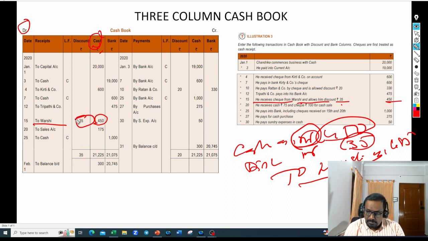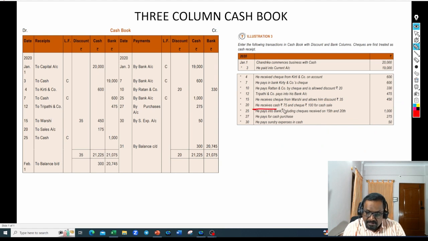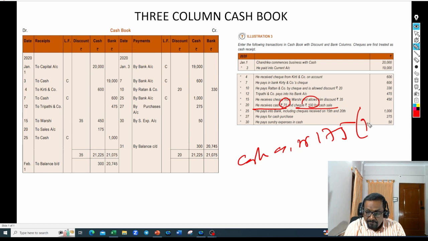Are you clear? Right. Next, he receives cash 75 and check 100 rupees for cash sale. So he made cash sales and received cash 75 and check 100. Here it is confusing. Cash received 75, check received 100. Cash received is anyway cash. Check received, but not deposited immediately, so that also will be considered as cash only. So put together, cash account debit 175. Why 175? 75 cash plus 100 rupees check. When you receive the 100 rupees check, the check receipt will also be considered as cash.